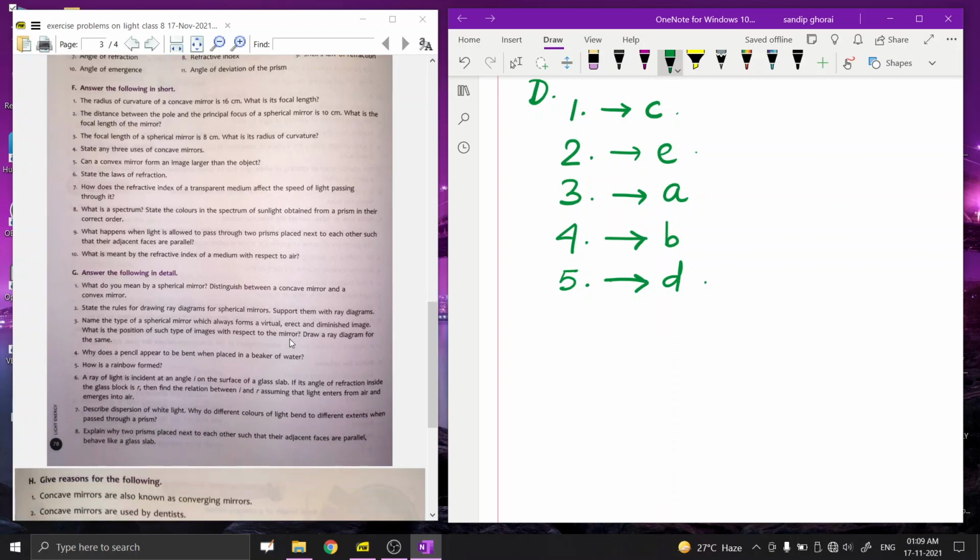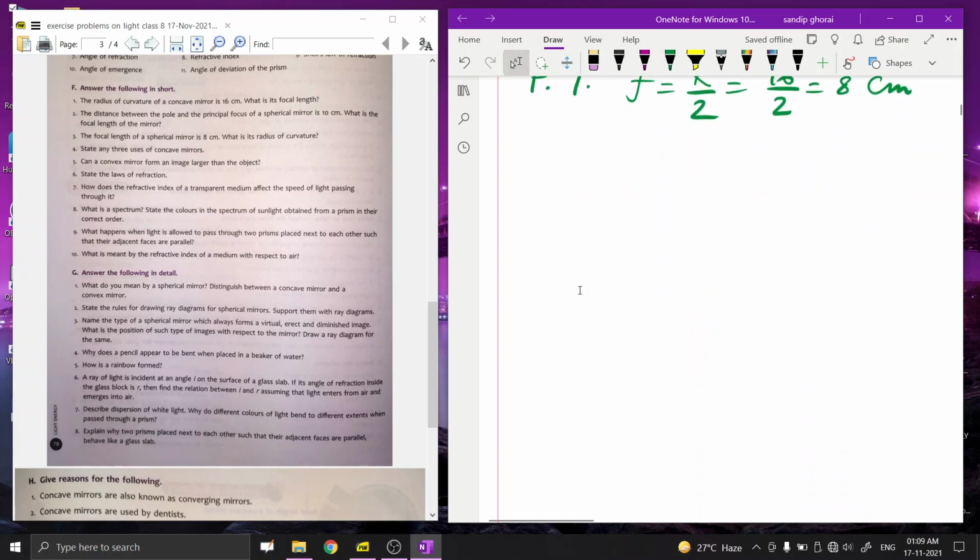Now F, answer the following questions in short. The first question: the radius of curvature of a concave mirror is 16 centimeter. What is its focal length? We already know focal length is half of the radius of curvature. So for F1 the answer is f equals R by 2, that means 16 by 2, that means 8 centimeter.